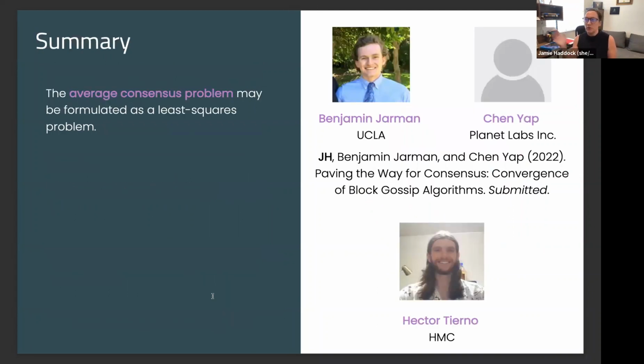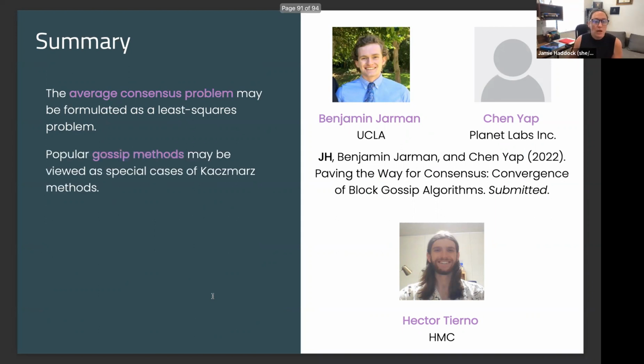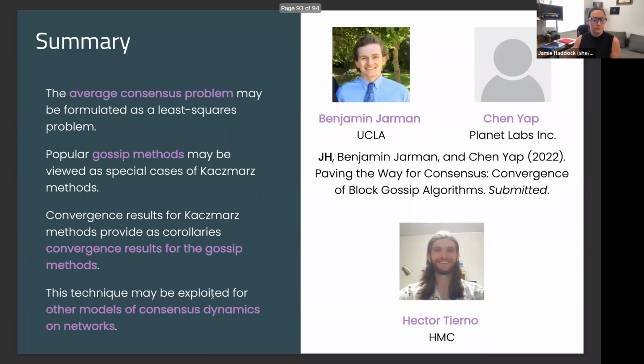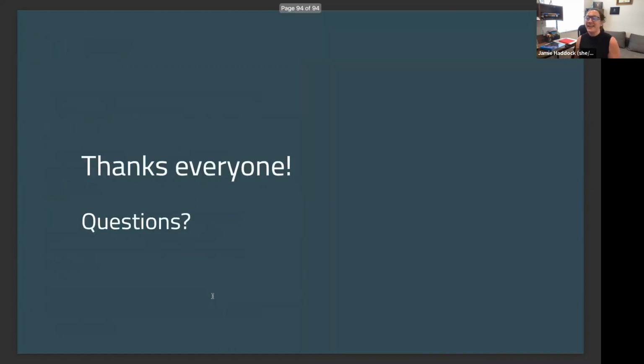Okay, so just a quick reminder of what we saw today. The average consensus problem can be formulated as a least squares problem or really just a linear system. We get this one-to-one correspondence between these popular gossip methods and a special case of the Kaczmarz methods. And so the convergence results that we then prove for these Kaczmarz methods provide us immediately, as corollaries, convergence results for the gossip methods. And the hope, of course, is that this will be exploited for these other, more interesting consensus dynamics on networks problems. Thanks.